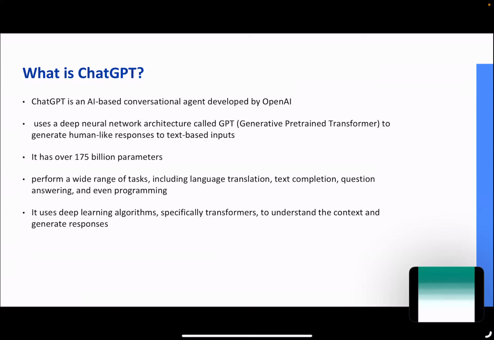Here we specifically talk about ChatGPT 3.5. It has 175 billion parameters, and it can perform different types of tasks like language translation, text completion, question answering, and it can even do programming as well.